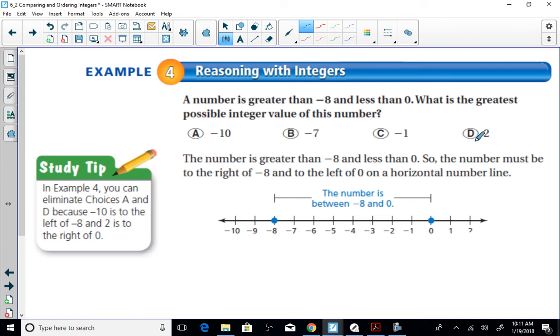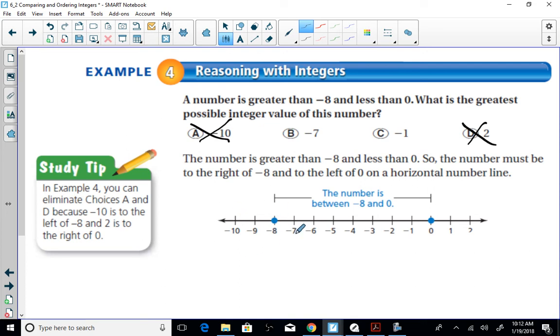Right away we should be able to eliminate one of these answers, because it's not less than 0. Which one of these answers is not less than 0? Correct. 2 is not less than 0. So right away I can eliminate answer D because it's not less than 0, right? And I am reasoning with my understanding of integers. A number is greater than -8. Well, -10 is to the left of -8, right? So I can eliminate -10 as a potential answer as well, because -10 is to the left of -8.